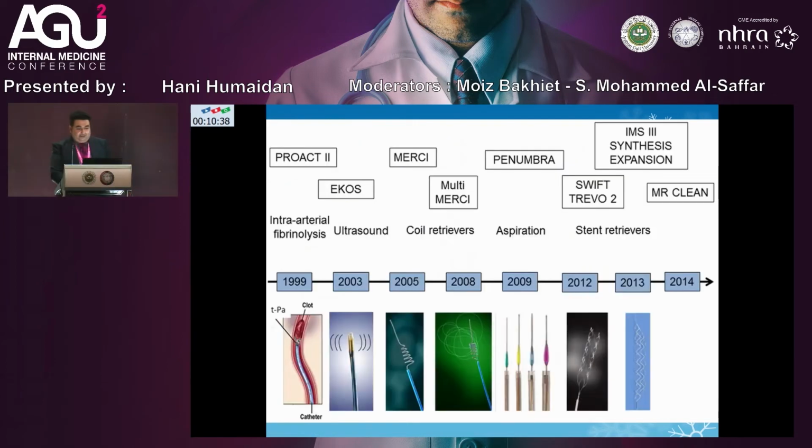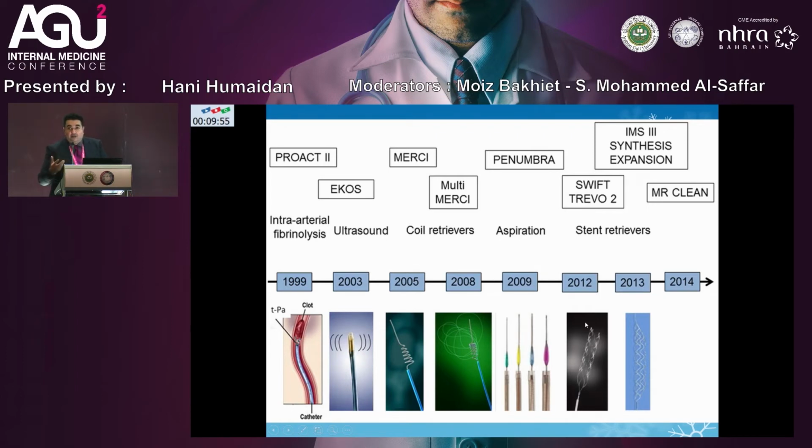Okay, we're doing well with time. This is just an overview of how things developed from the intervention point of view. As early as 1999, about 5 or 10 years after using IV TPA, they tried injecting it intraarterially, but that didn't work so well. Then ultrasound in 2003 on the top of the catheter tip. And then they developed some coil retrievers, which you can see like a corkscrew or like a net. In 2009, the Penumbra, which is like an aspiration device.